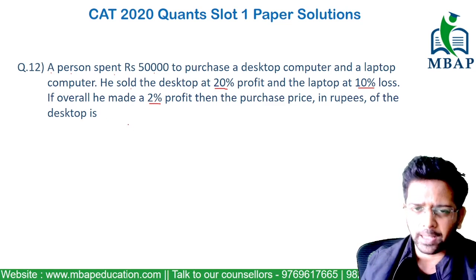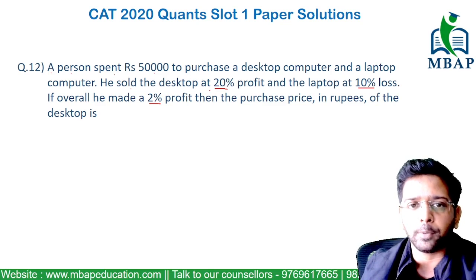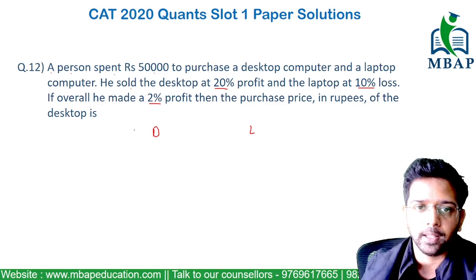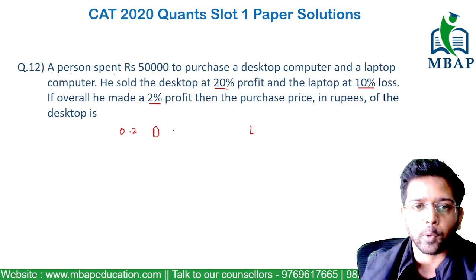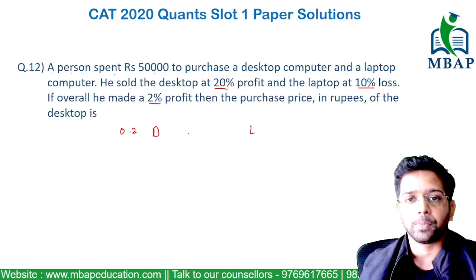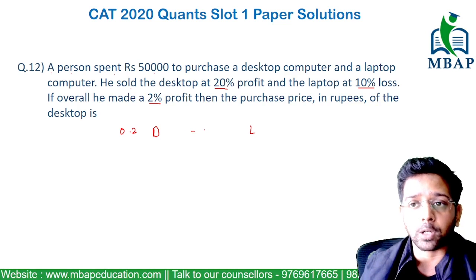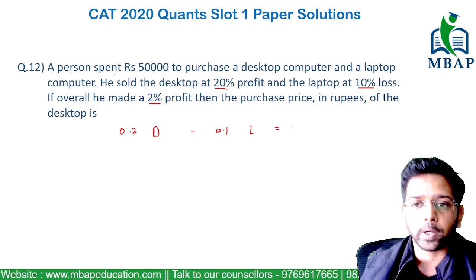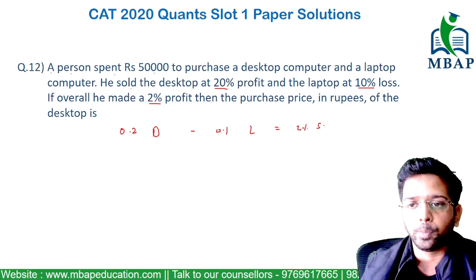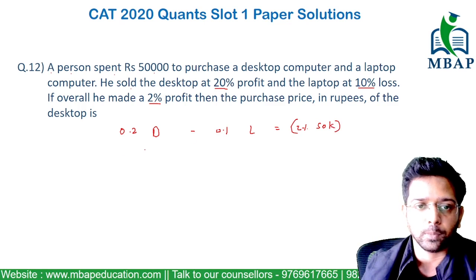Okay. So let's make a very simple linear equation. You're getting 20% profit on the desktop. Let's say the price of desktop is D and the price of laptop is L. So 20% will be 0.2D. Plus at the same time, you have also purchased the laptop. Now the price of laptop is how much? You got a loss, so it is 0.1L. You are getting 2% profit in all. So 2% of how much? 2% of 50,000 is what we have to calculate, which gives you a hint that 0.2D minus 0.1L should ideally be equivalent to 1,000.